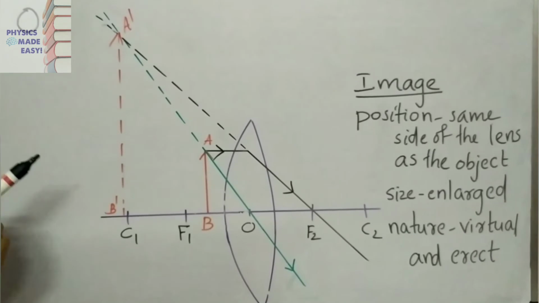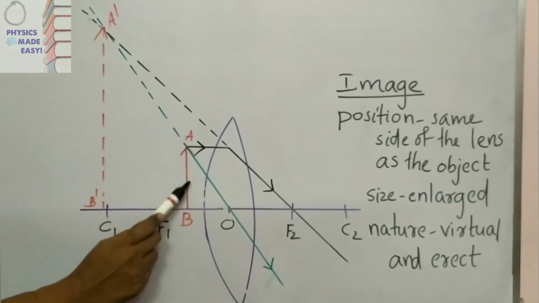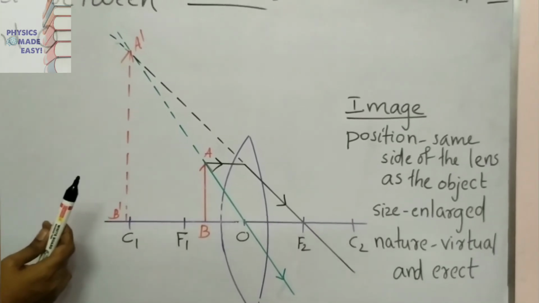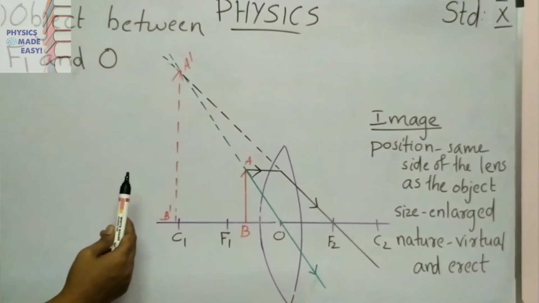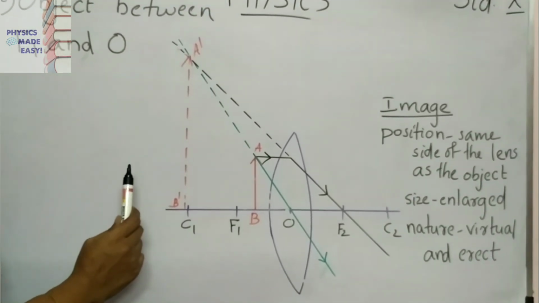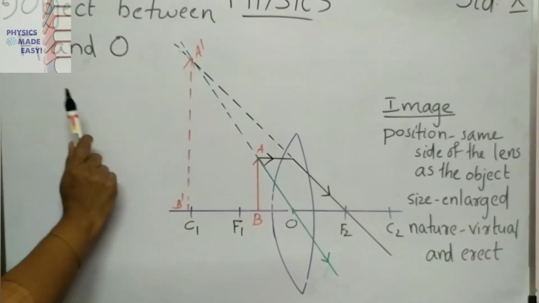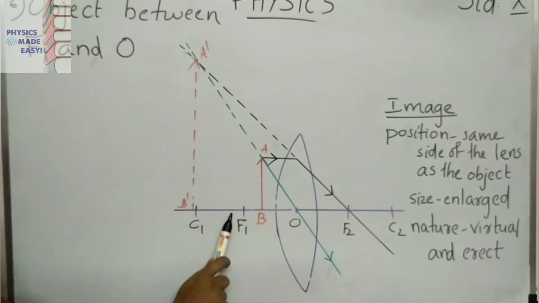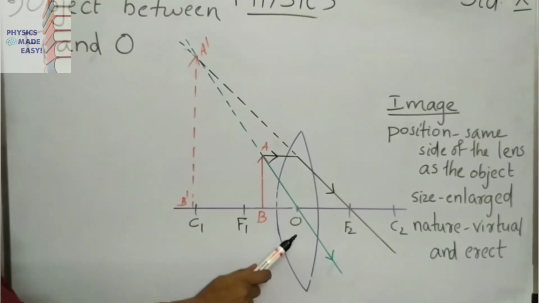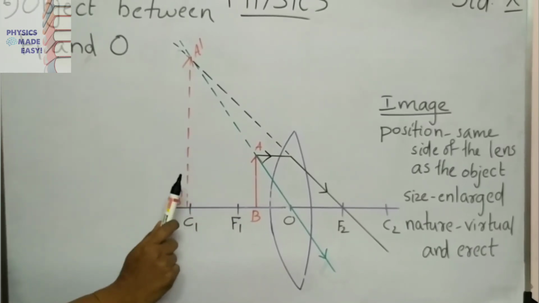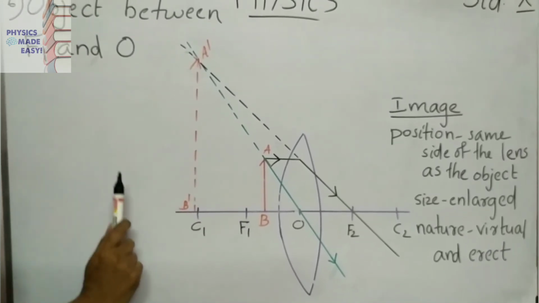Then what about the position? Here you can see the object and image are both on the same side. So how to say the position of this image? Same side of the lens as that of the object. So if you are placing an object between the focus and optical center of a convex lens, you can see a virtual and erect enlarged image.